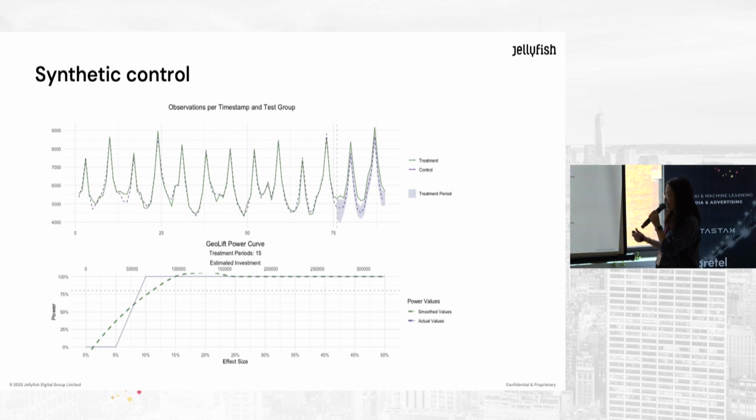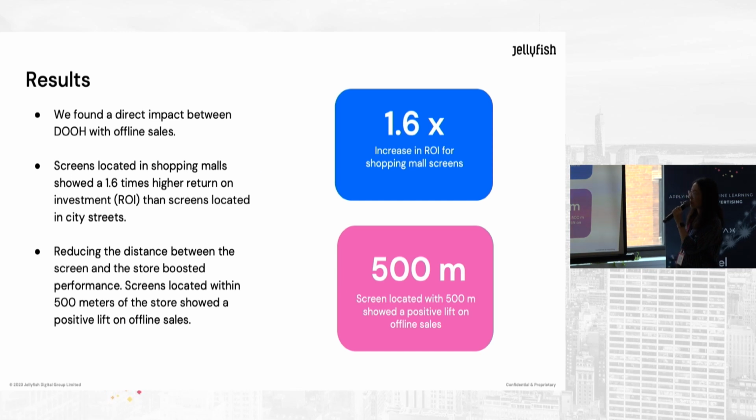And the second one is the spend level, which is super useful for the marketing team for planning out the campaign. And the third one is the effect size, the kind of potential lift that we'll be expecting from the experiment. So the results: we find a direct impact between the DOOH and offline sales, which is great.